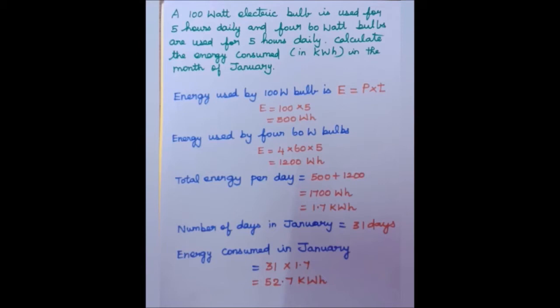We have to calculate the energy consumed in the month of January. There are 31 days in January. So total energy per day is 1.7 kilowatt hour. Therefore, energy consumed in the month of January equal to 31 into 1.7. We get the answer 52.7 kilowatt hour.